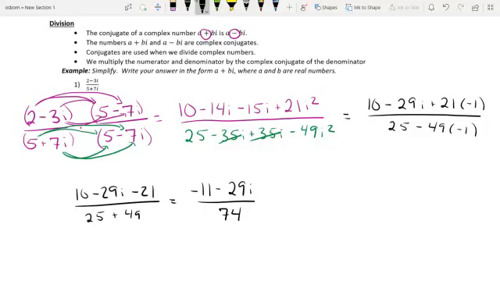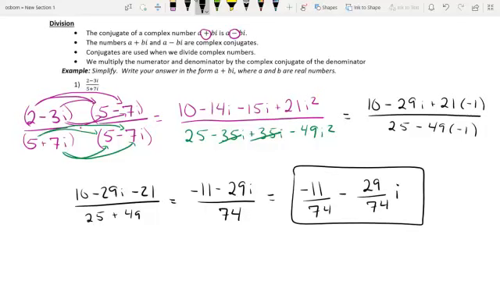Now, do not enter your answer this way. It wants it in a plus bi form. That's what the instructions asked for. So you have to rewrite this as negative 11 over 74 minus 29 over 74i. This is the a plus bi form and the correct way to submit your answer.